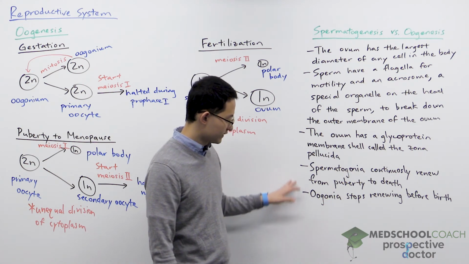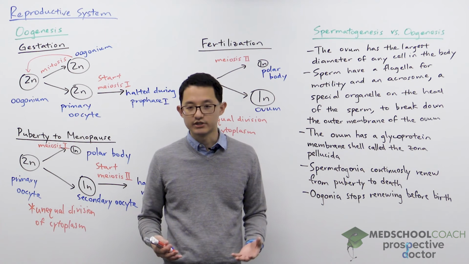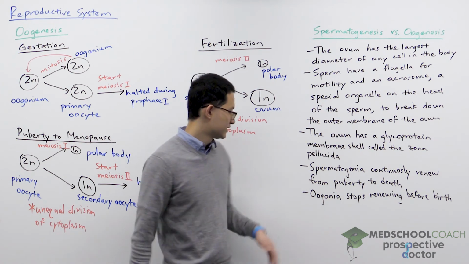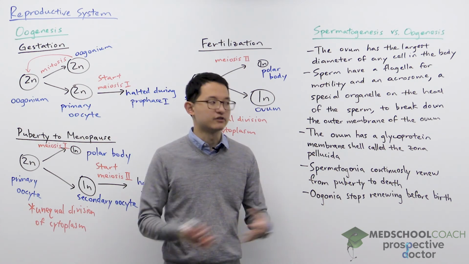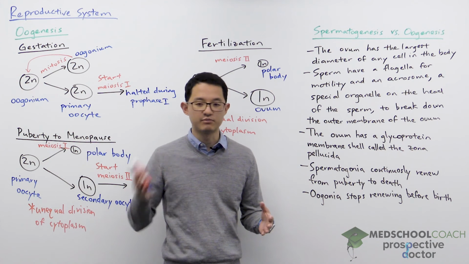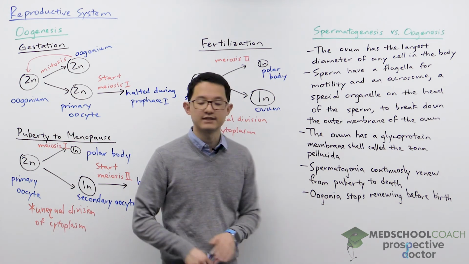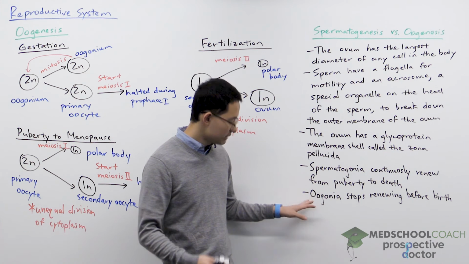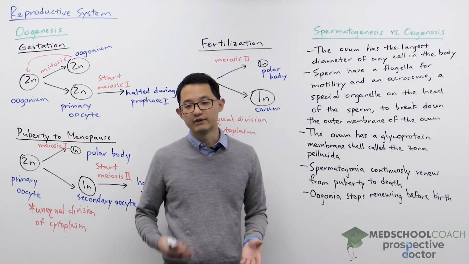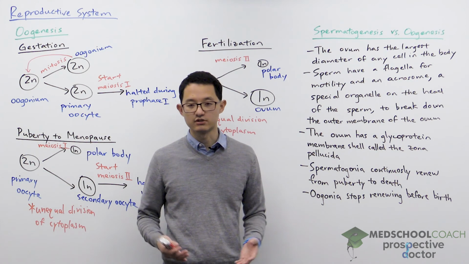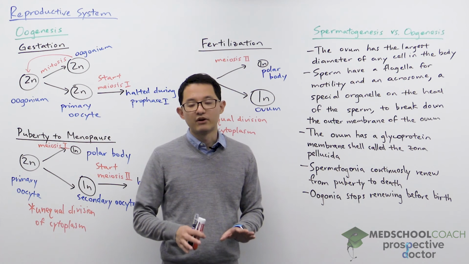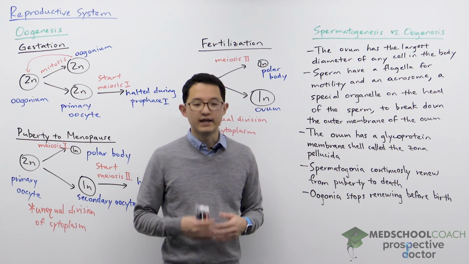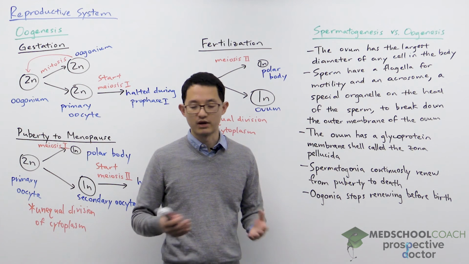Finally, another important difference is the production of sperm versus eggs. Spermatogenesis, as we've discussed, starts at puberty and continues until the male dies, so there is constant production of sperm. For females, that's not the case. The stem cells, the oogonia, stop renewing before birth. Essentially, whatever oogonia and primary oocytes there are, that number is limited once the female is born, and no additional oogonia or primary oocytes can be generated.